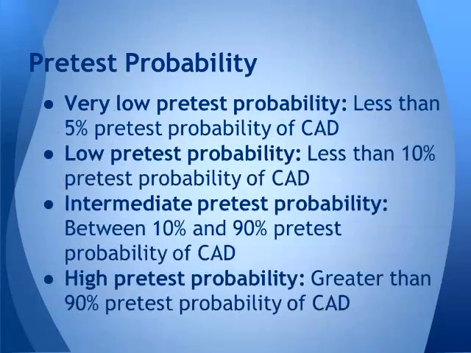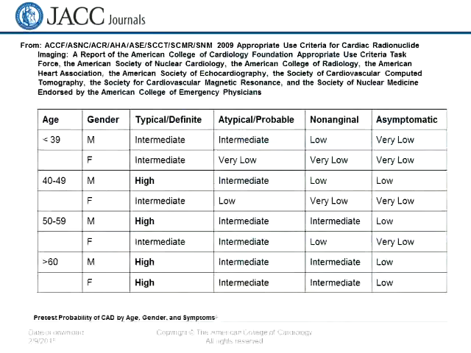Very low pretest probability patients have a less than 5% pretest probability of CAD. Low pretest is less than 10. Intermediate is 10 to 90, and that's the key group right there. And high pretest probability is greater than 90%. Based on the ACC data, there are different ways of assessing pretest probability, but the one that's been most validated is based on age, gender, and presenting symptoms.